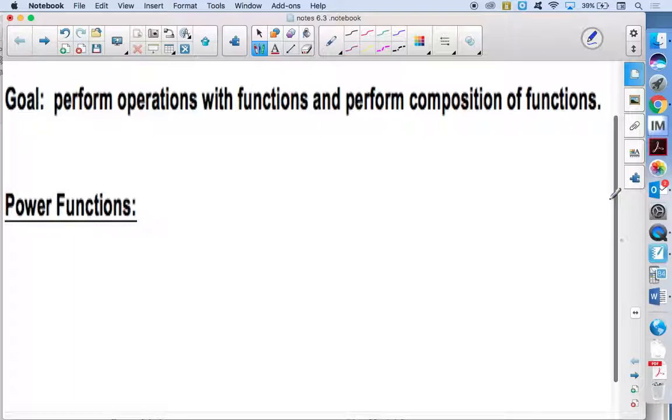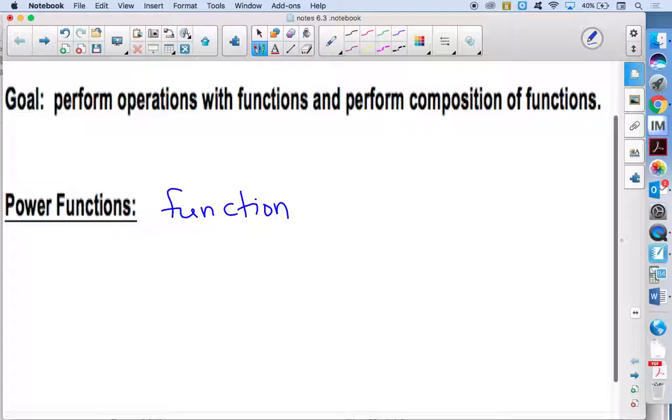Tomorrow we're going to look at something called a composition of a function, and we'll work with that part tomorrow. But today we're going to do just the operations. So power functions, we have been working with exponents for both chapter 5 and chapter 6. Chapter 5 were whole number exponents. Chapter 6 have been the fractional exponents.